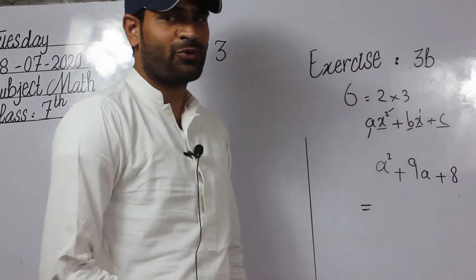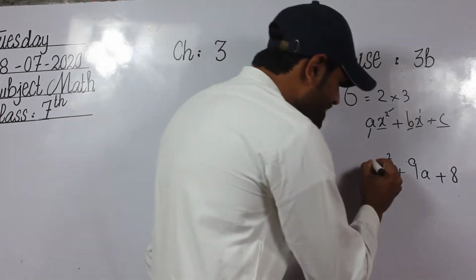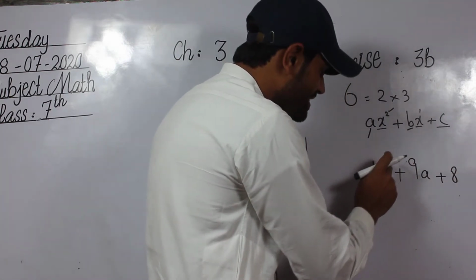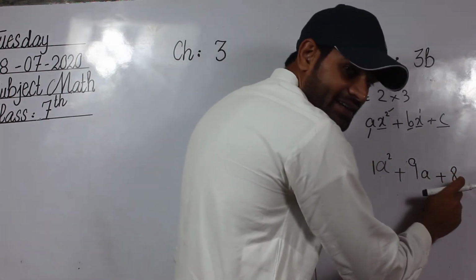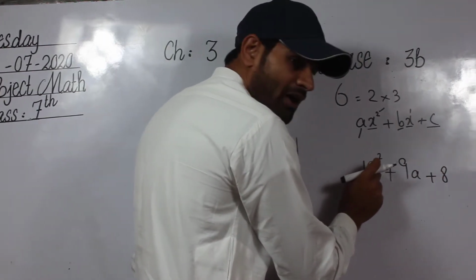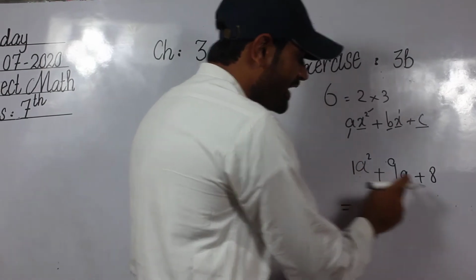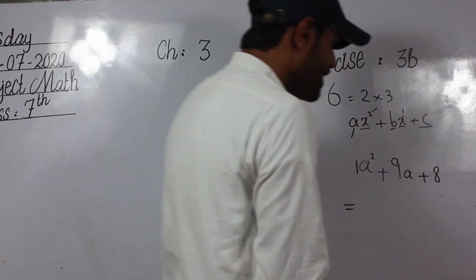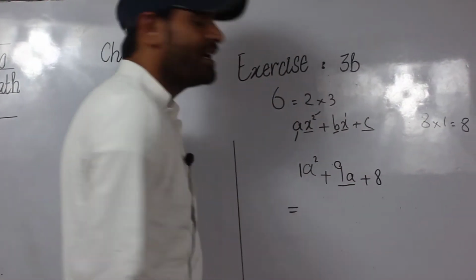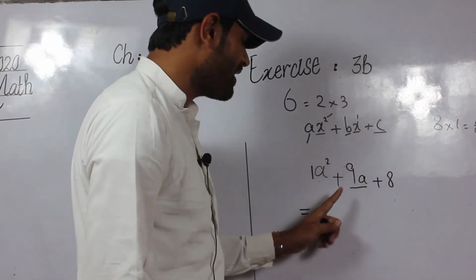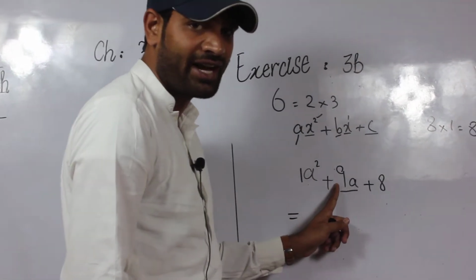So the method to make the factors: first we multiply the coefficient of the highest power with the constant. The a square coefficient is 1, with 8. So when we multiply the constant with the coefficient of the highest power, 8 multiplied by 1, we get 8. So we break the middle number into two numbers whose product is 8, and when we simplify these numbers we get 9a.